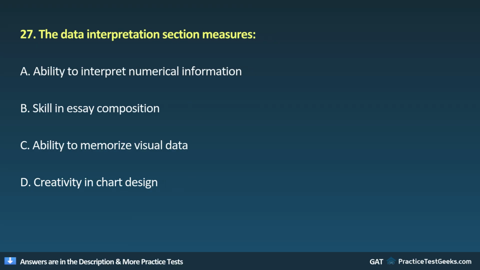27. The data interpretation section measures A, ability to interpret numerical information. B, skill in essay composition. C, ability to memorize visual data. D, creativity in chart design.